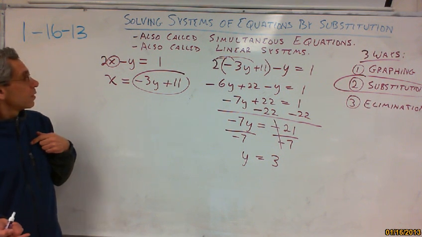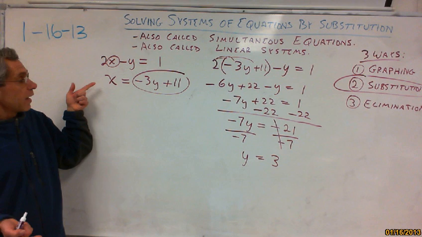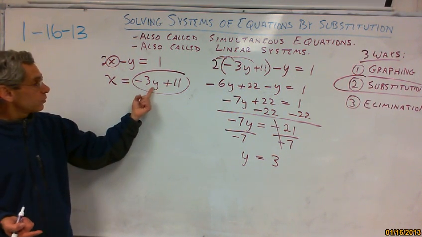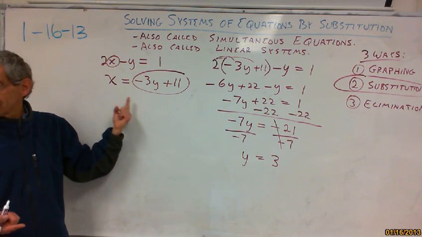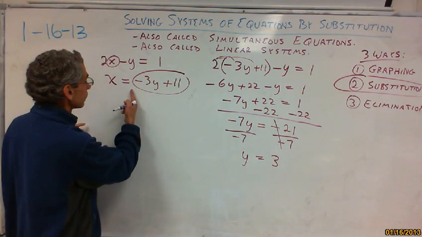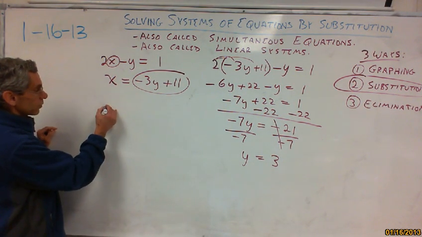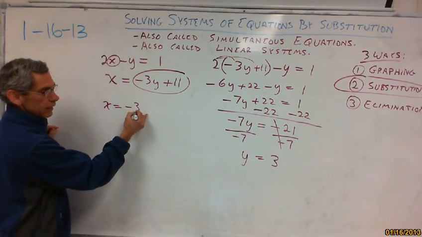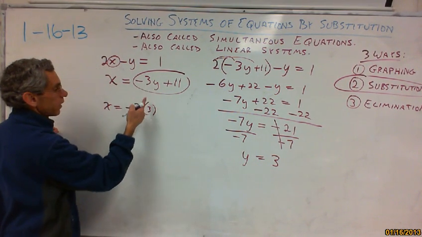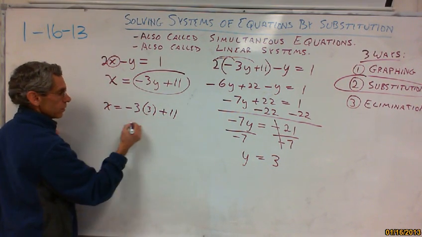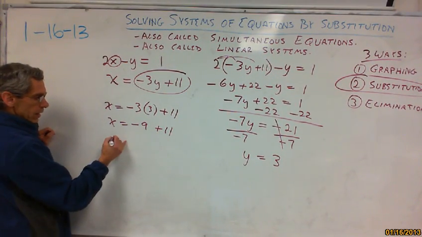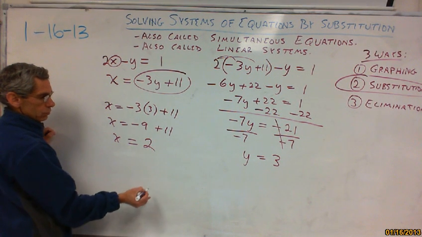Usually, because this already says x equals. If I just substitute y into this, then I'll have my x equals, right? But I could do the other, that's pretty easy too. But I'm going to just substitute in this one, because this will tell me what x equals. X is equal to negative 3 times 3, right? Y is 3, plus 11. So x is equal to negative 9 plus 11. X is equal to 2.